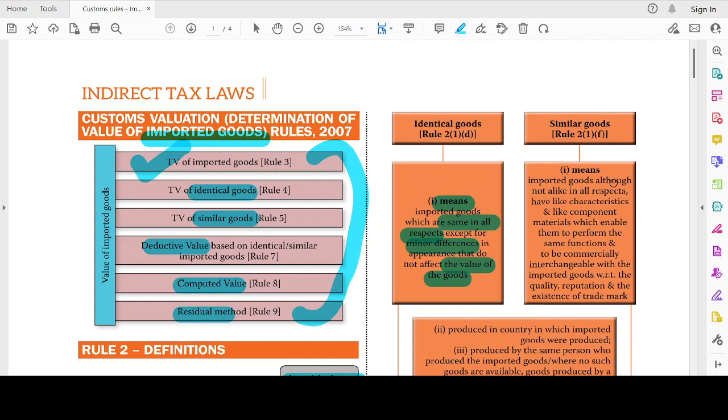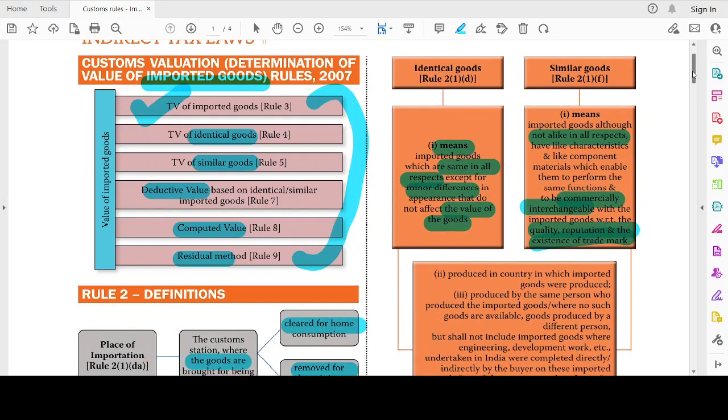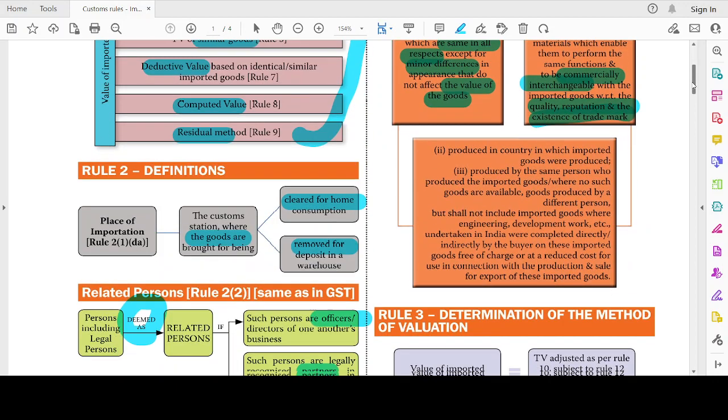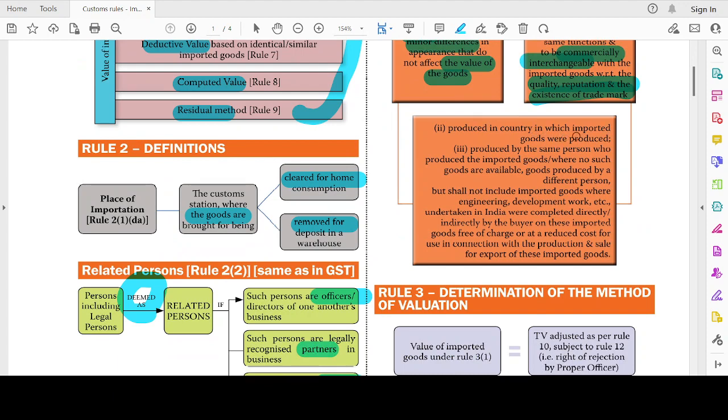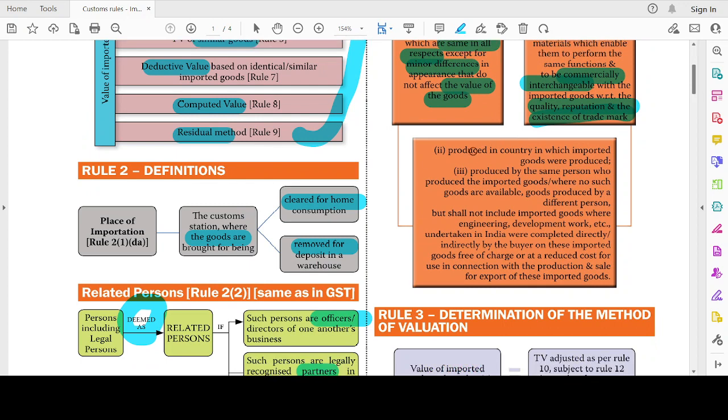Similar goods: imported goods which, although not alike in all aspects, have like characteristics and like component materials which enable them to perform the same functions and to be commercially interchangeable with the goods being valued, with respect to quality, reputation and existence of a trademark. Identical goods should be the same in all respects except for minor differences. Similar goods are quite similar, with the same brand and same quality, but there are some variations. They should be produced in the country in which the imported goods were produced, so the country of production should be the same for both goods. They should be produced by the same person who produced the imported goods. Where no such goods are available, then goods produced by a different person.